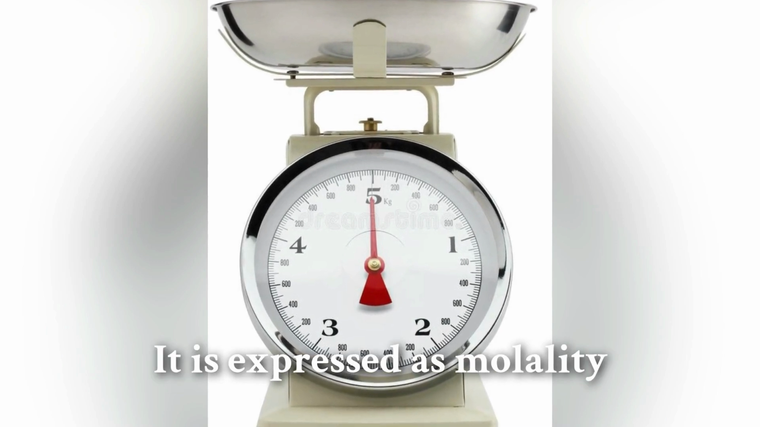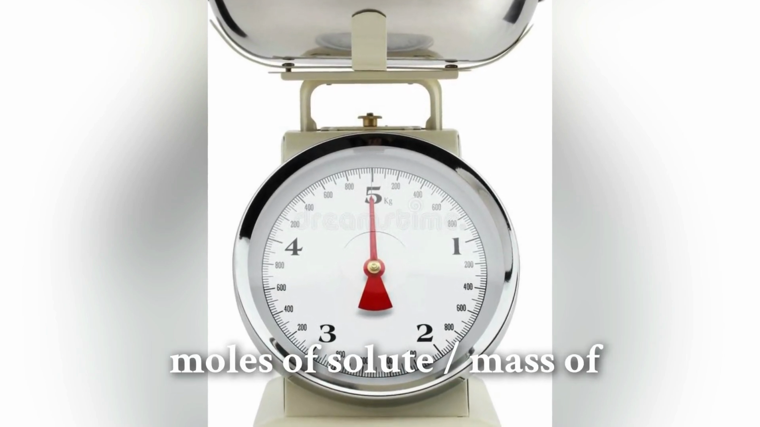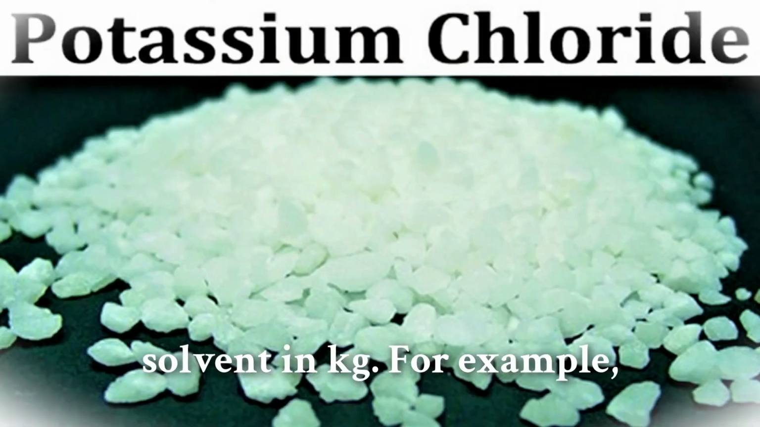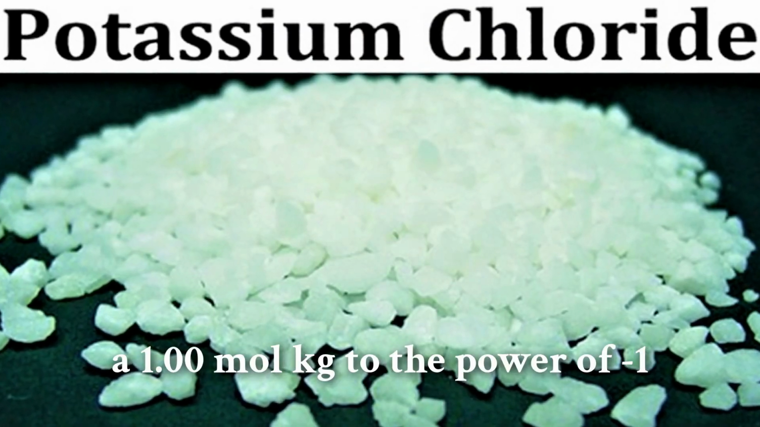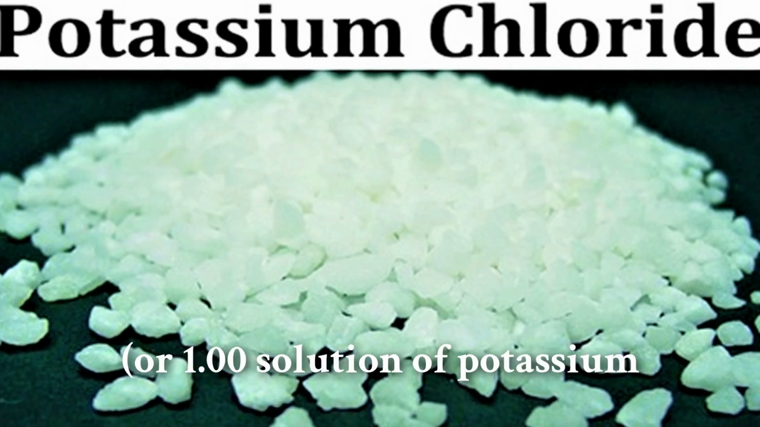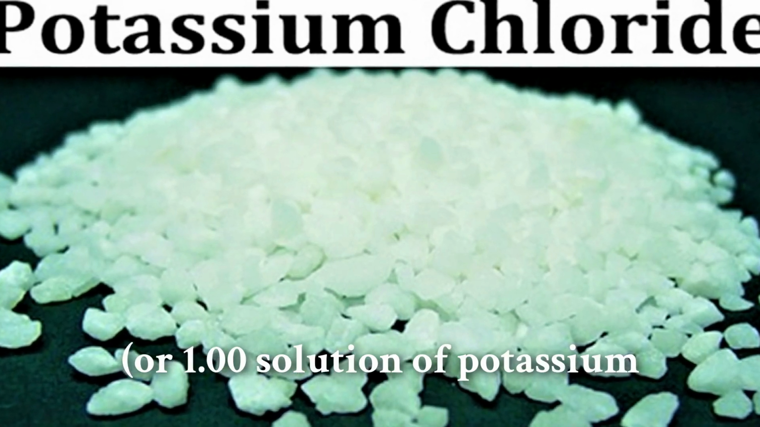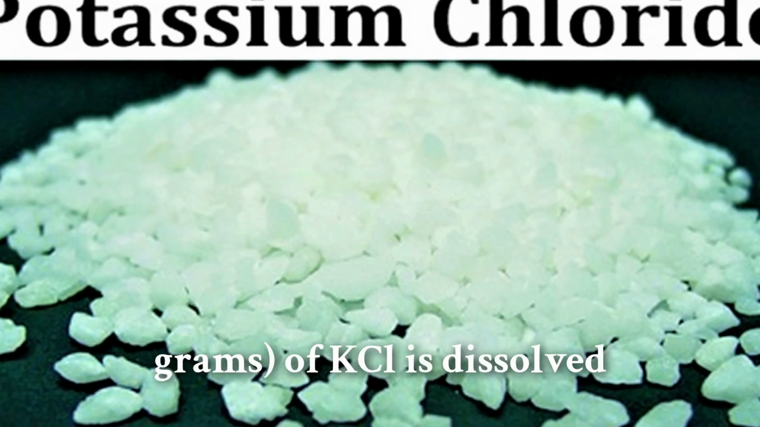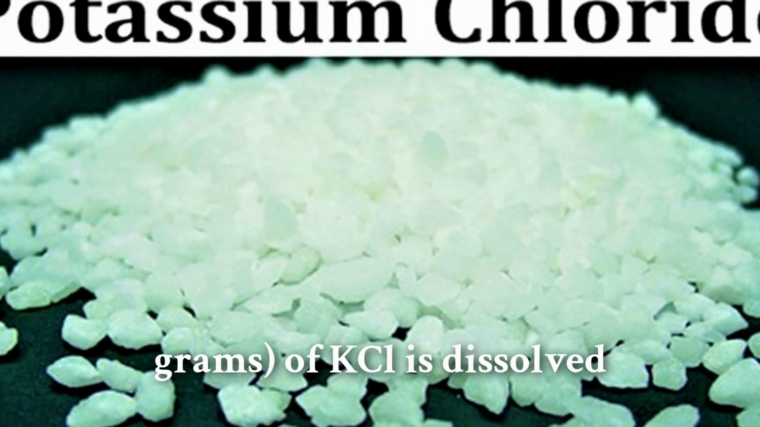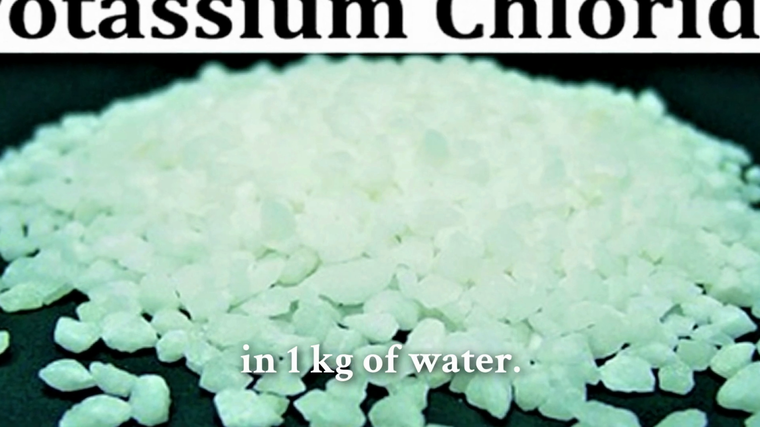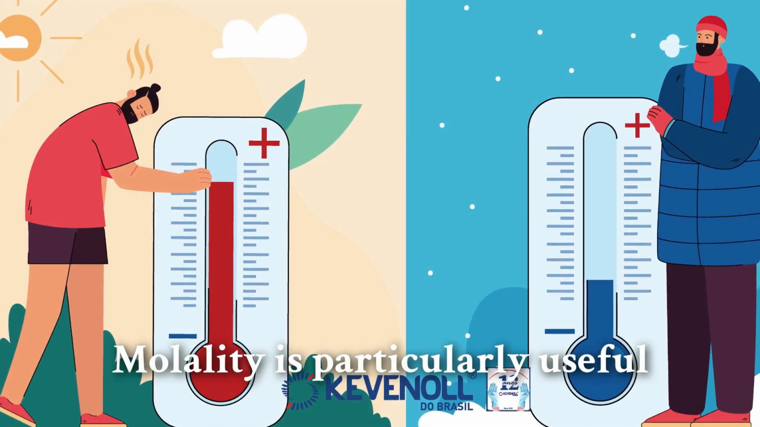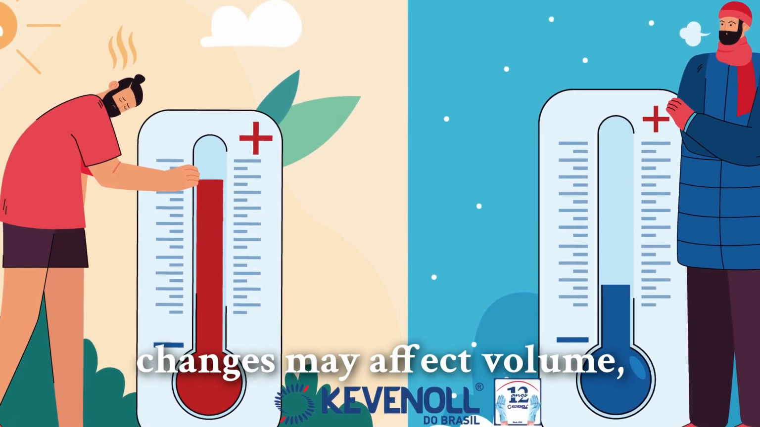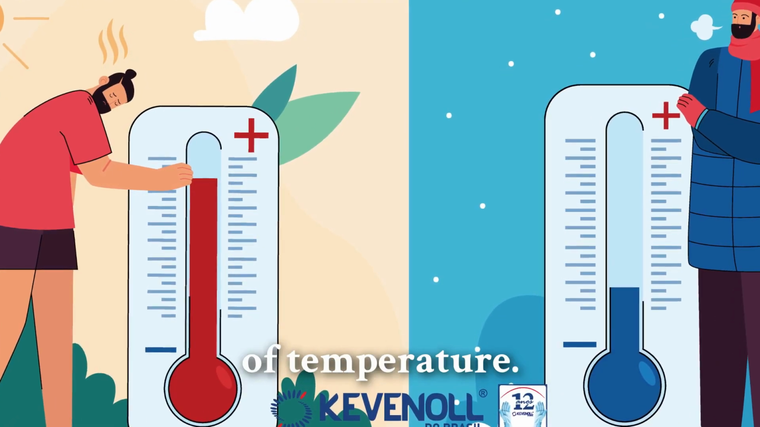It is expressed as molality, m equals moles of solute divided by mass of solvent in kg. For example, a 1 mol kg^-1 or 1 m solution of potassium chloride means that 1 mole, 74.5 grams, of KCl is dissolved in 1 kilogram of water. Molality is particularly useful in scenarios where temperature changes may affect volume, as it remains independent of temperature.